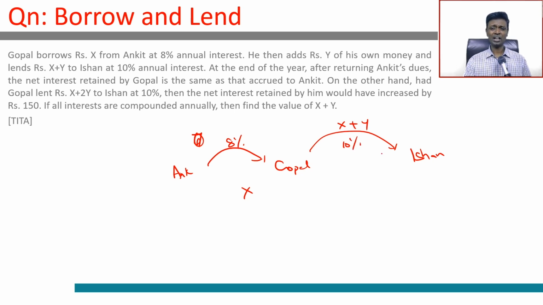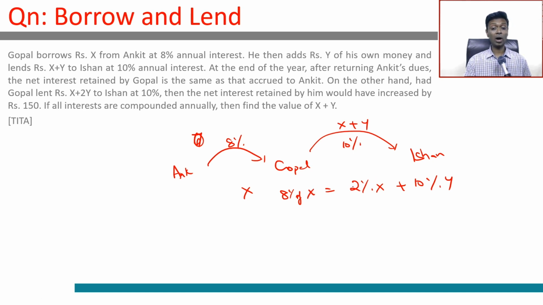After returning Ankit's dues, the net interest retained by Gopal is the same as that accrued to Ankit. So he gives 8% of X. He gets 10% of X plus 10% of Y. Remaining will be 2% of X plus 10% of Y. This is same as 8% of X. That's what this question is saying.